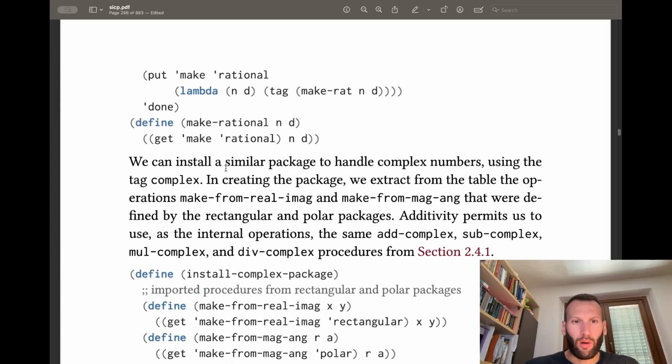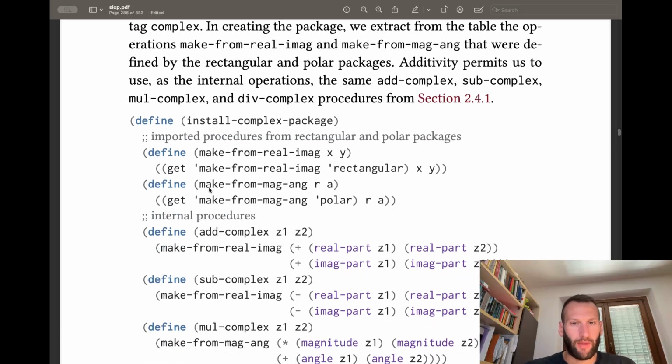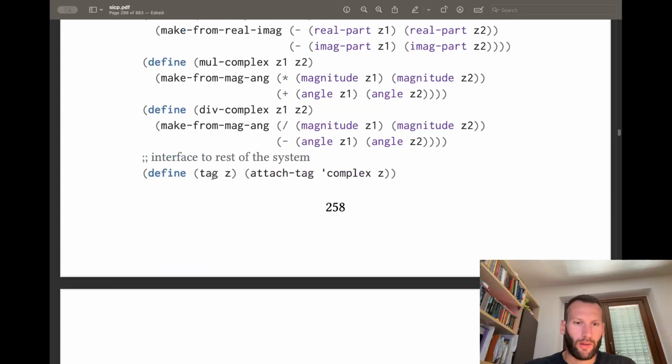We can install a similar package to handle complex numbers using the tag complex. In creating the package, we extract from the table the operations make-from-real-imag and make-from-mag-ang that were defined by the rectangular and polar packages. Additivity permits us to use as the internal operations the same add-complex, sub-complex, mul-complex, and div-complex procedures from section 2.4.1. Yes, we have seen this before.